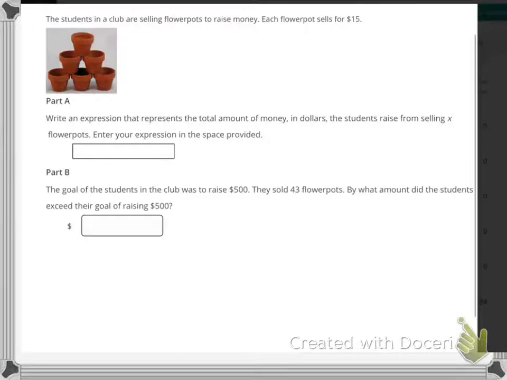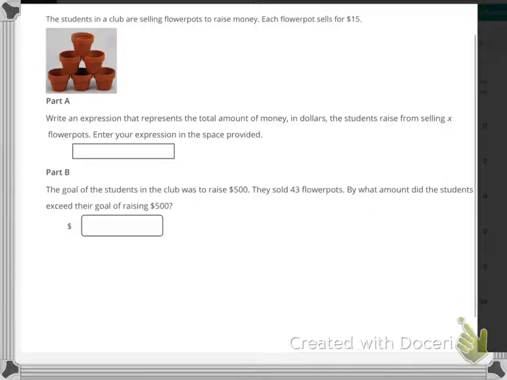Question number 10 says the students in a club are selling flower pots to raise money. Each flower pot sells for $15. Part A says, write an expression that represents the total amount of money in dollars the students raised from selling x flower pots. Enter your expression in the space provided.